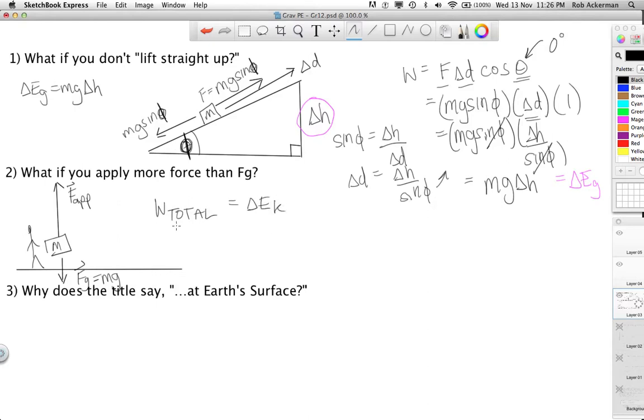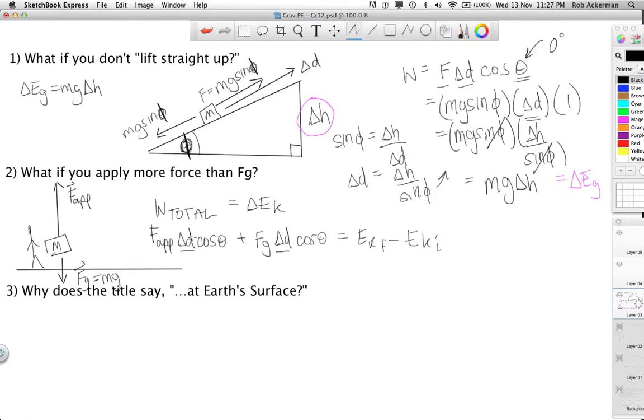Let's think about the work done on an object that's being lifted, right? What forces are acting? That'll tell us the total work. There's F applied, so we write F applied delta D cos theta. There's also gravity, so we write Fg delta D cos theta. For delta Ek, we write Ek final minus Ek initial. Now let's think for a moment. In both cases, the delta Ds are the same. We're lifting the object the same vertical height.